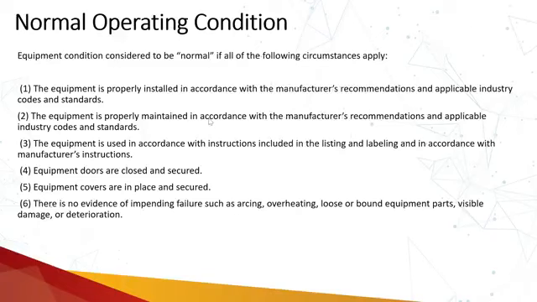Okay, so all six conditions must be met: the equipment is properly installed in accordance with the manufacturer's recommendation, the equipment is properly maintained, the equipment is used in accordance with the instructions, equipment doors are closed and secure, equipment covers are secure, and there is no evidence of impending failure such as arcing, overheating, loose or bound equipment parts, visible damage or deterioration. If these are not the case, then the equipment will not be termed as in the normal operating condition. Otherwise, when operating those equipment, there is a chance of failure.